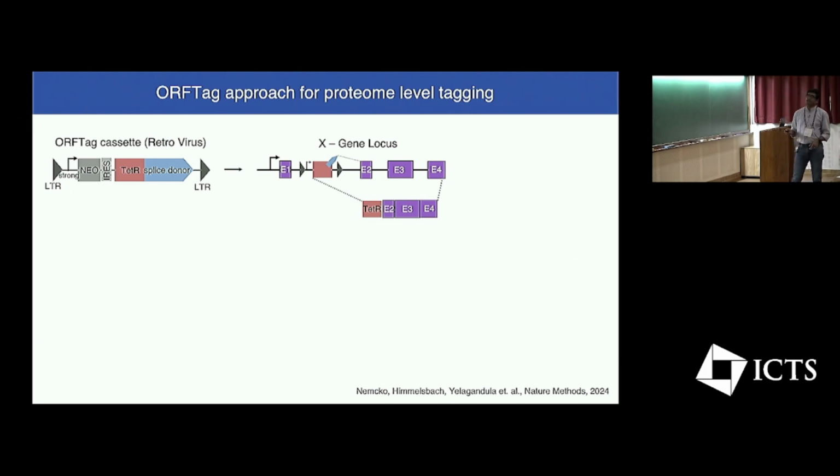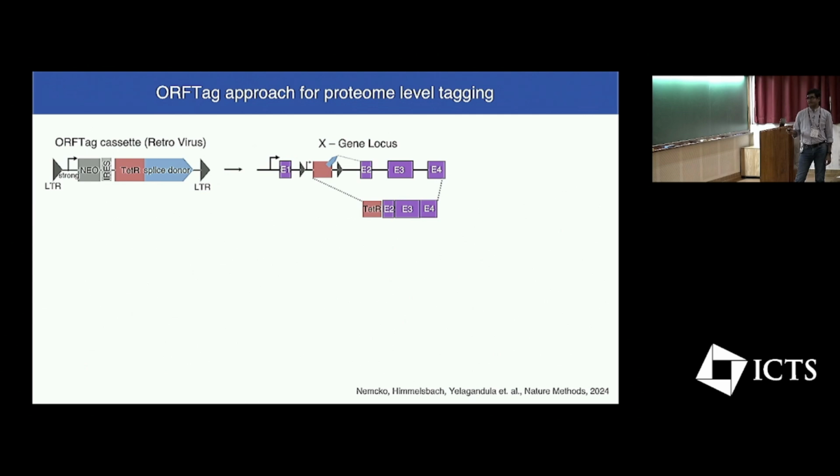For this, we designed a retroviral cassette. We call this an ORF tag. It has a neomycin cassette, followed by an IRES and a tetrapressor. To the tetrapressor, we fused a strong splice donor, and this complete cassette is driven by a strong promoter. We know that when we introduce this into the cells, most of the time these retroviral elements integrate in or near the promoter regions.